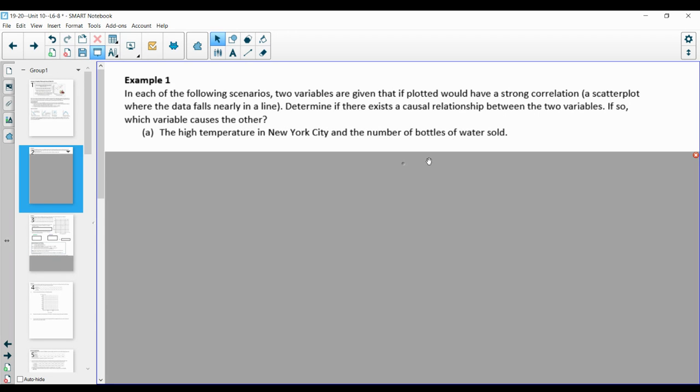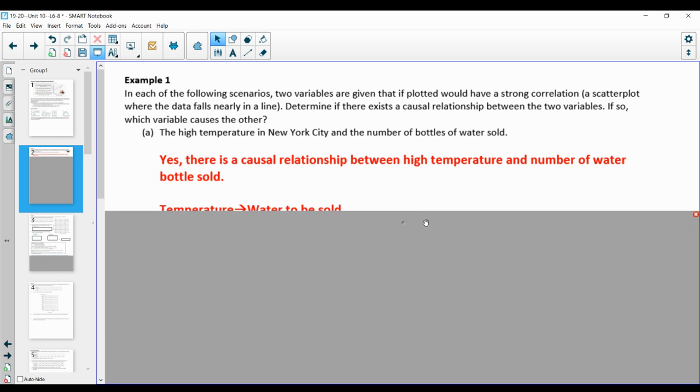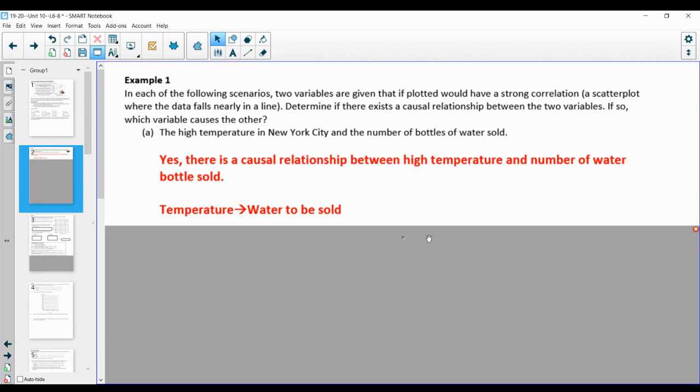And the answer is yes, there is a causal relationship between these. So the question is then, which variable causes the other? Does the high temperature cause the number of bottles of water to be sold? Or does the number of bottles sold cause the temperature to increase? Well, I hope you agree that the temperature causes the water to be sold. The higher the temperature, the more waters that are sold because of that high temperature.